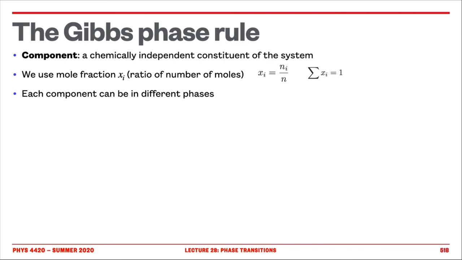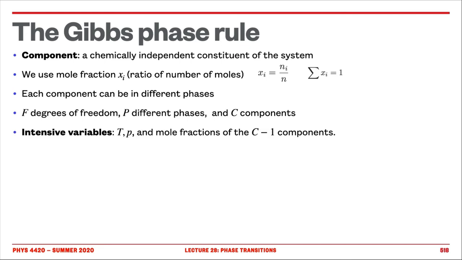So think about you are taking a container, you're adding different types of particles, and those particles can be in different phases. Now the question you ask yourself is how many degrees of freedom do I have? So how many degrees of freedom do I have to completely determine the thermodynamics of the problem? So let's do this. Let's suppose the degrees of freedom is F, and suppose that we have P different phases and C components. So let's calculate it.